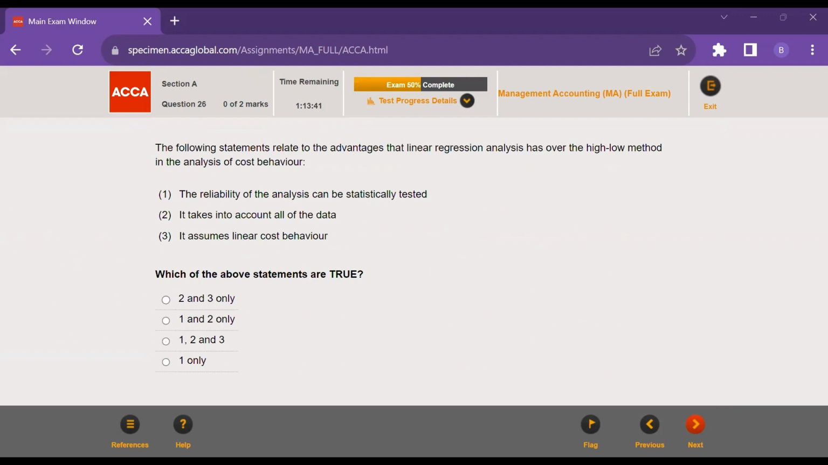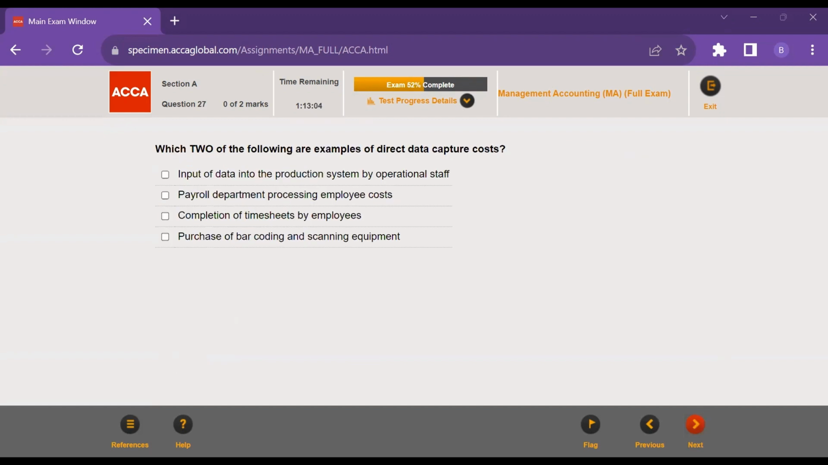The following statements relate to the advantages that linear regression analysis has over the high-low method in the analysis of cost behavior. The reliability of the analysis can be statistically tested. So yes, definitely this is true because your regression analysis is calculated using statistical methods. Then it takes into account all of the data. This is also true. And then it assumes linear cost behavior. No, this is not the assumption of your regression analysis. That is why only statements 1 and 2 are correct. Moving on to the next one.